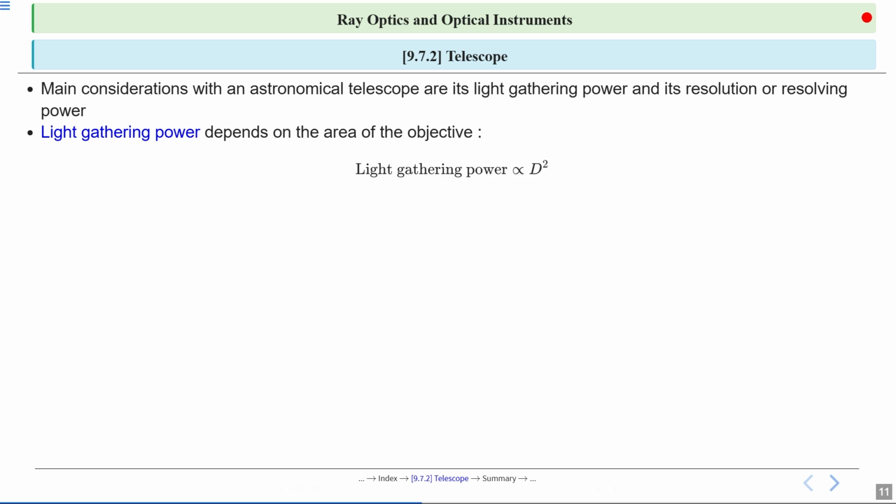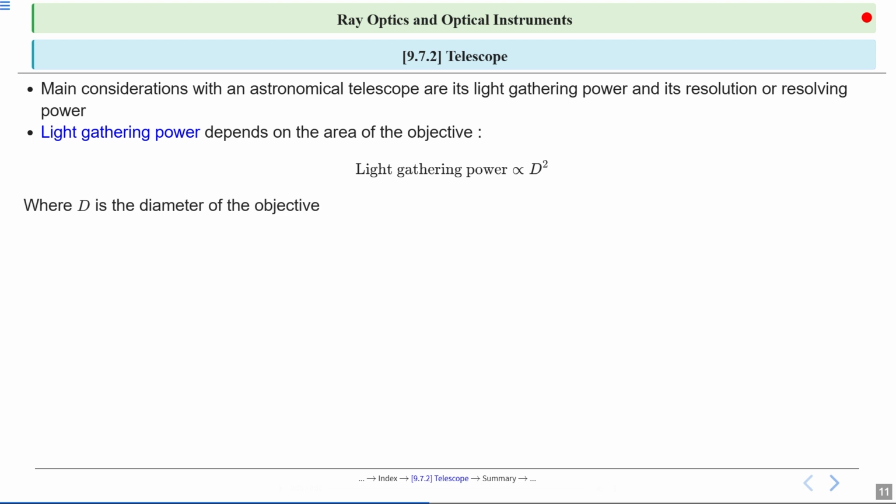Mathematically, the light gathering power is proportional to the square of the diameter of the telescope's objective lens or mirror. This means that even a small increase in diameter can significantly enhance the telescope's ability to gather light. Here D represents the diameter of the objective.